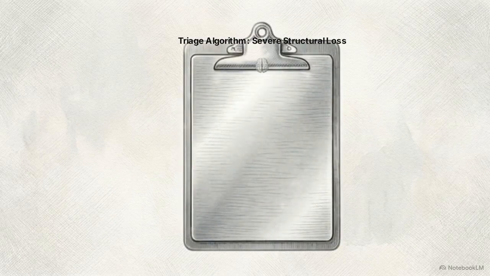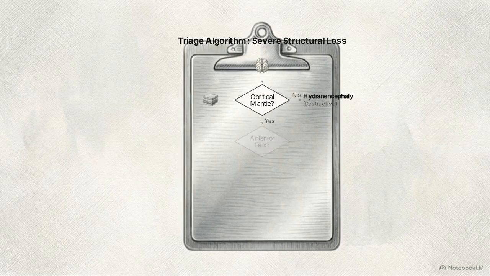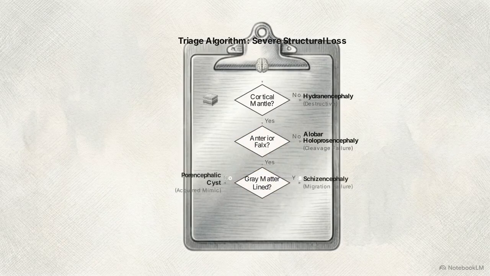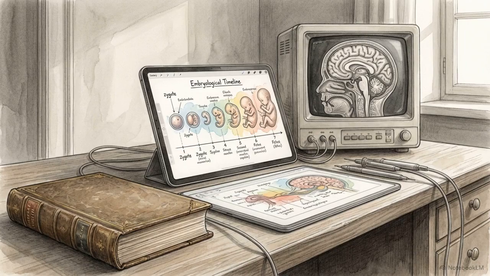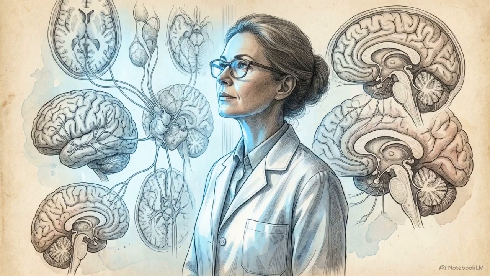Evaluating severe structural loss requires a concise triage algorithm. First, check if the cortical mantle is present. Second, look for the anterior falx. Third, inspect for gray matter. Running these findings through the framework logically isolates the structural errors. Discarding syndromic memorization in favor of a mechanistic timeline removes the guesswork. It equips residents to systematically deduce the biological origin of any pediatric central nervous system pathology.